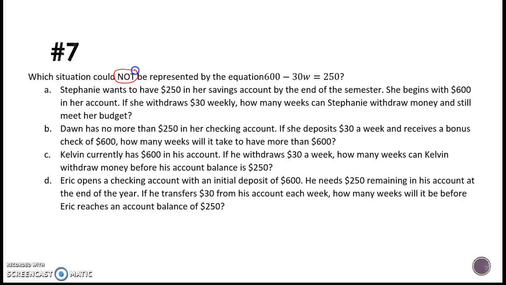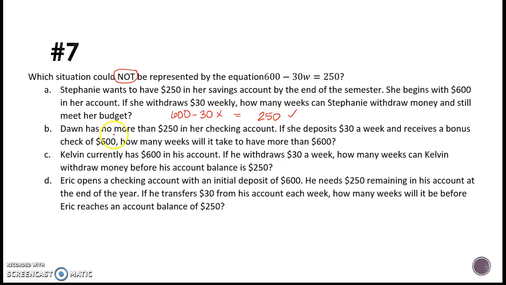Okay, so here, Stephanie wants to have 250 in her bank account by the end of the semester. So that's what she's working towards. I'm going to put that there. She begins with 600. That's her starting point. If she withdraws $30 weekly, how many weeks can she take money out and still meet her budget? So she's withdrawing, so she's taking it out. So minus $30 each week, and she wants to still have her budget. Okay, so that looks pretty good to me.